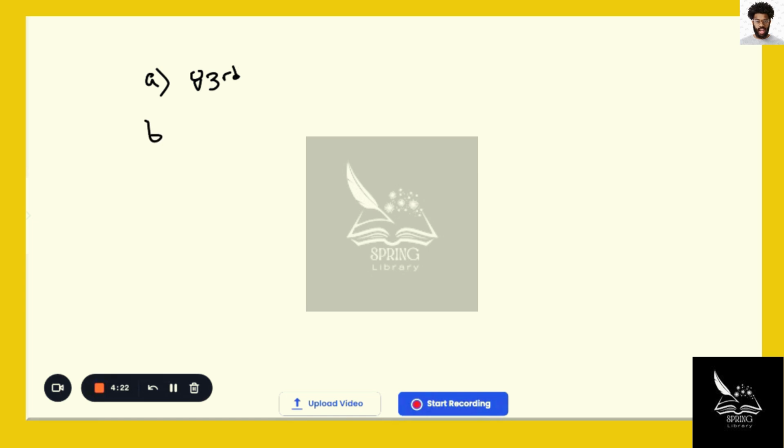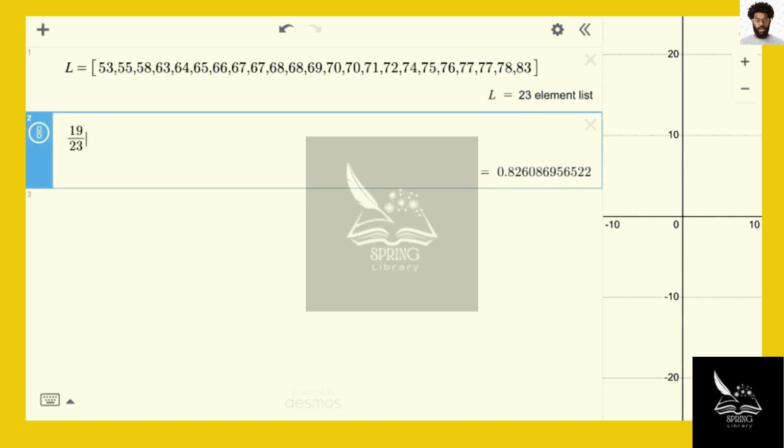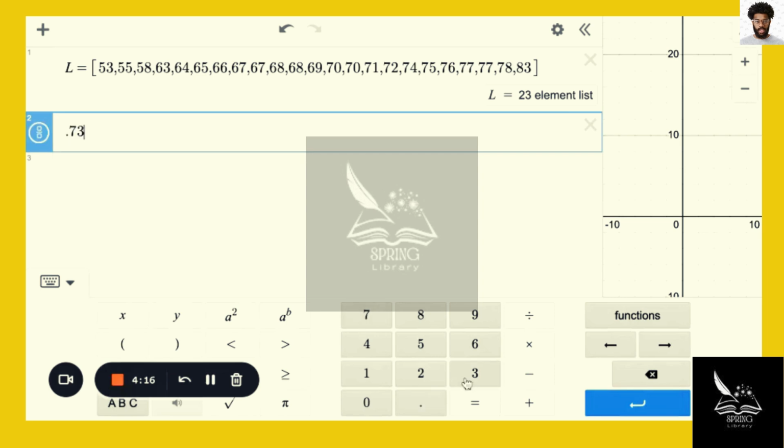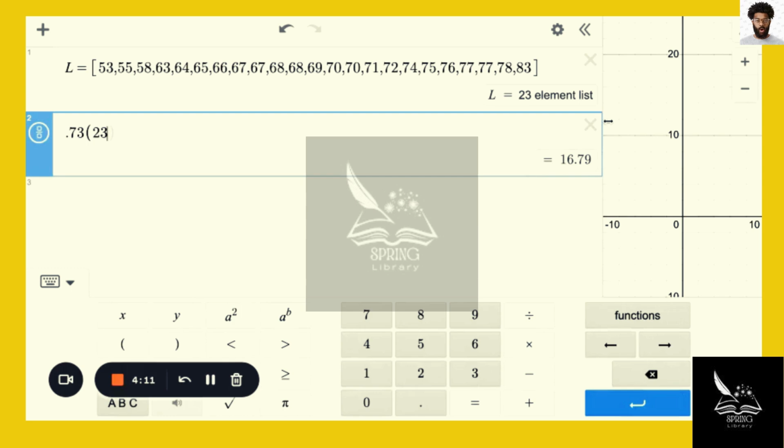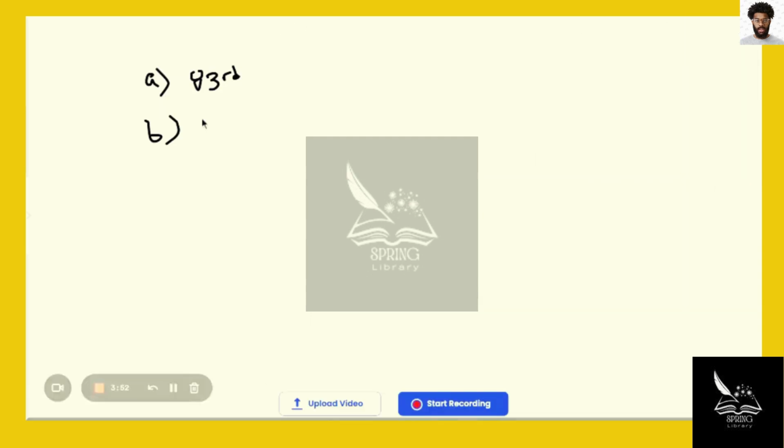For part B, find the 73rd percentile. Well, the 73rd percentile would be 73% of the number of data values we have. And then we would go look for the 17th one, because that's what's close to the 17th. So this is 23, because they are in order. 23, 22, 21, 20, 19, 18, 74.